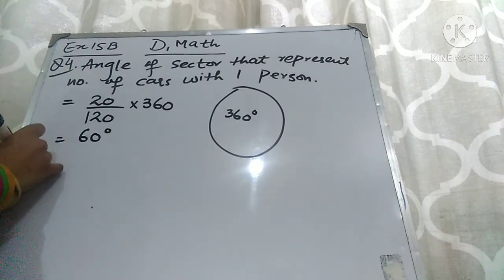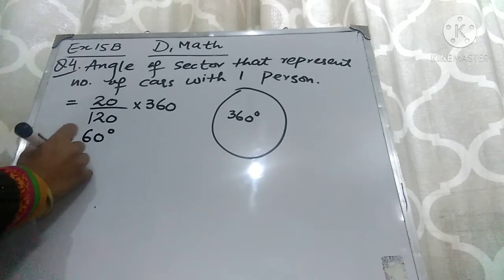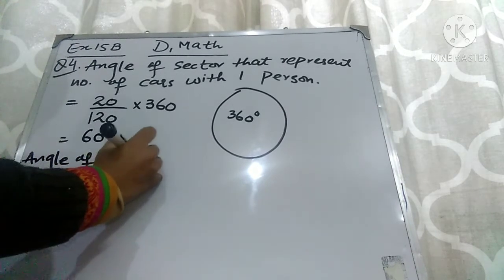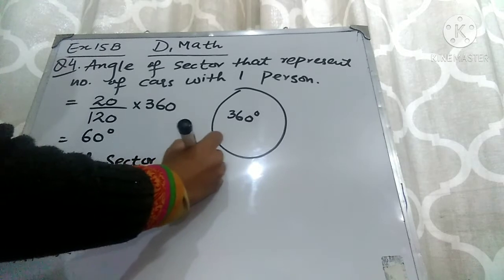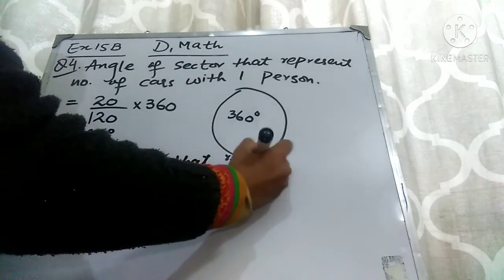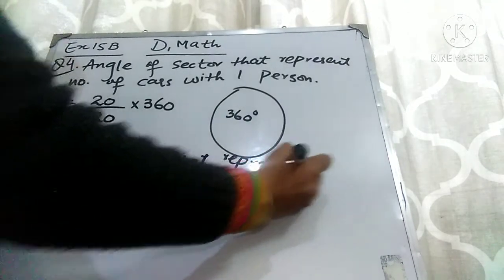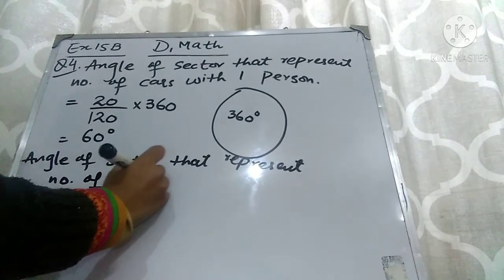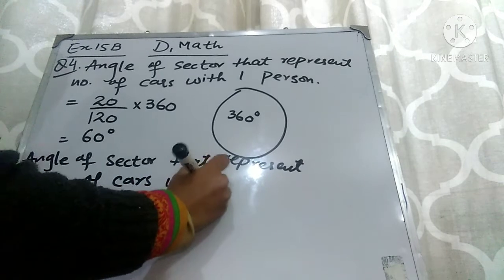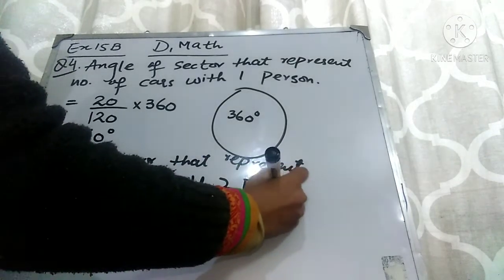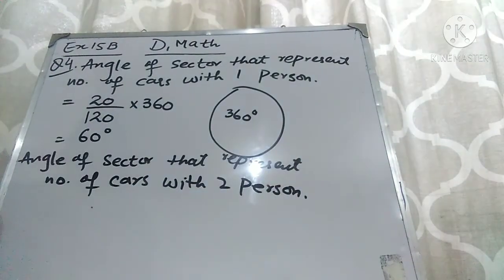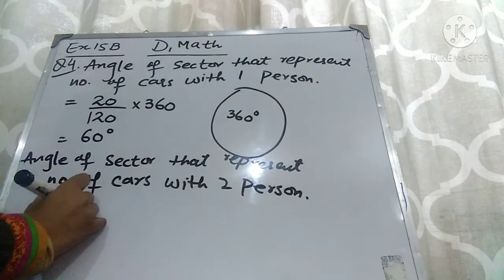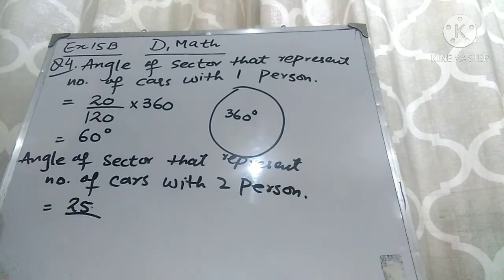Now we are going to find out the angle of sector that represents number of cars with two persons. So see, the bar goes till 25. So it means that there are 25 cars. You write down 25 because with 2 the bar goes to 25. So there are 25 cars with 2 persons.